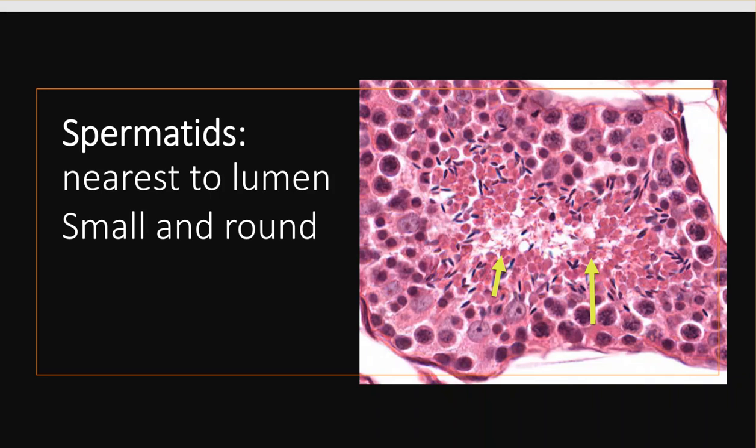Spermatids, we are 1N, we're developing, we're shedding our extra cytoplasm now, and we're on our way to becoming a sperm in the lumen. Spermatid is the last stage, and those are going to be small and round, and we're going to find them at the lumen. So all of these circles, smaller, round, dense circles close to the lumen are spermatids.